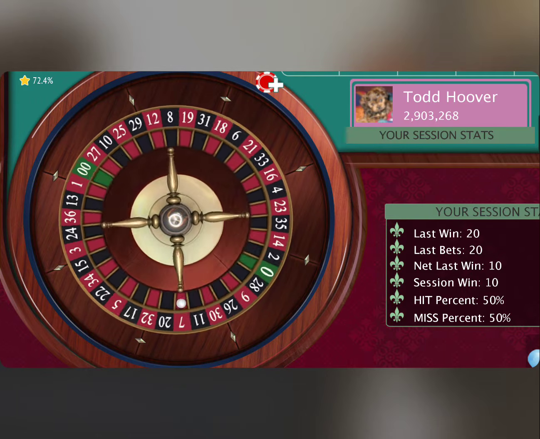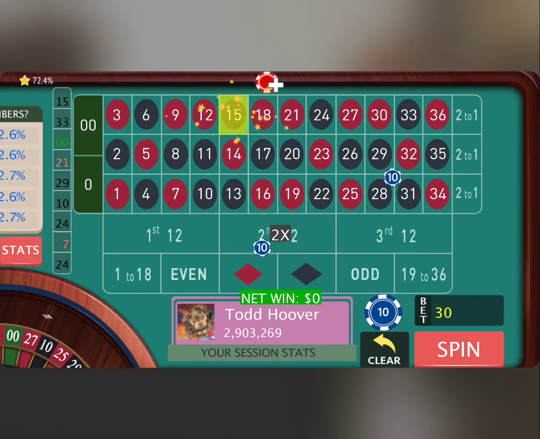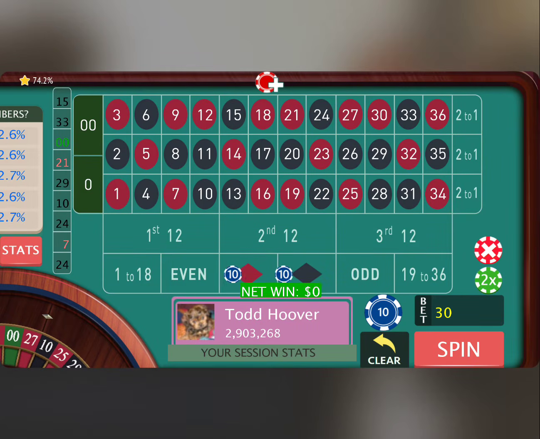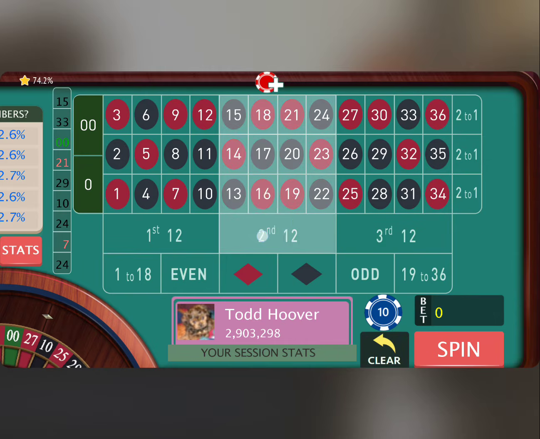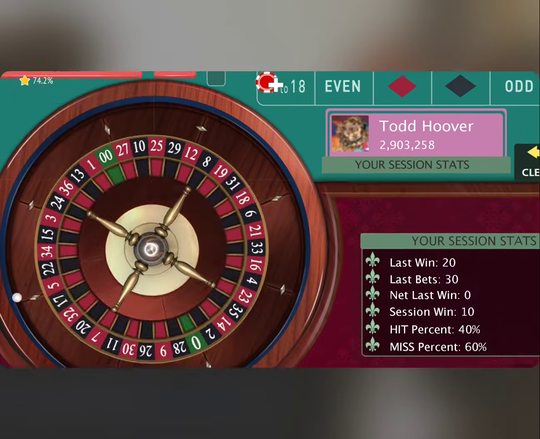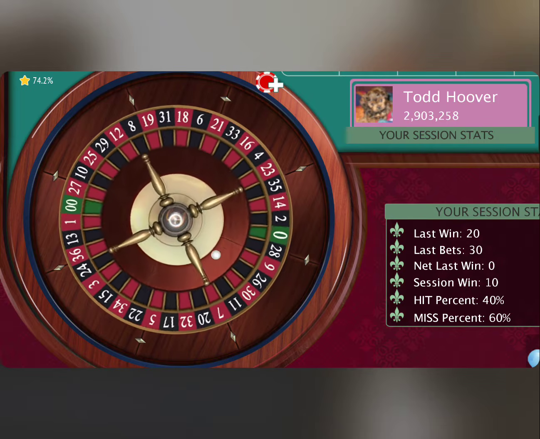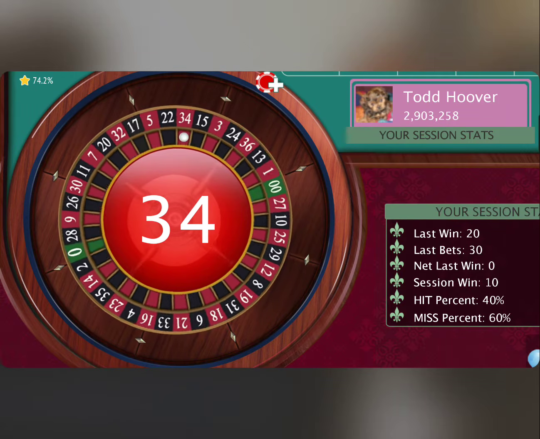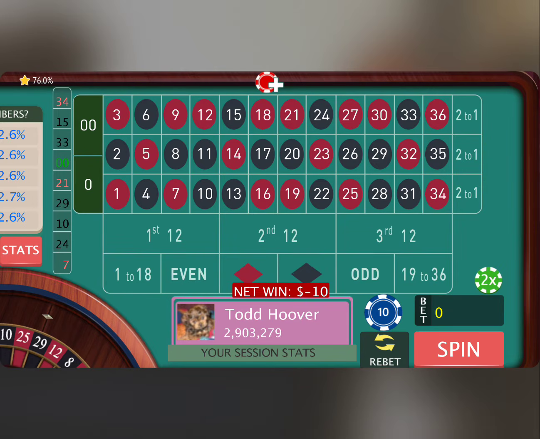You'll see the differences. There's a 15. Okay, so the 15 hit. However, the third 12 didn't hit, and it's at 20. So now it goes to 30, and then we put the new bet on the previous dozen to hit, which was the third 12, and we're spinning. Basically, you're trying to get two dozens to hit in a row to recoup your losses, or any losses that you had.